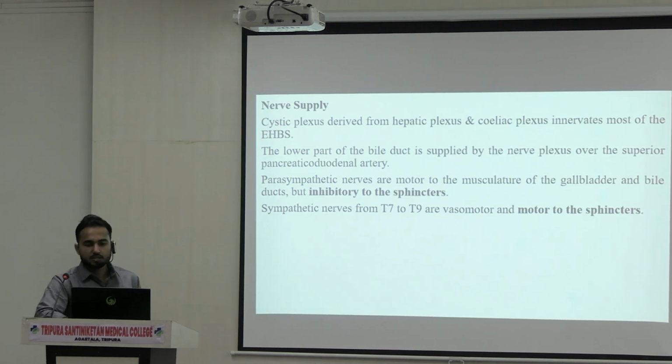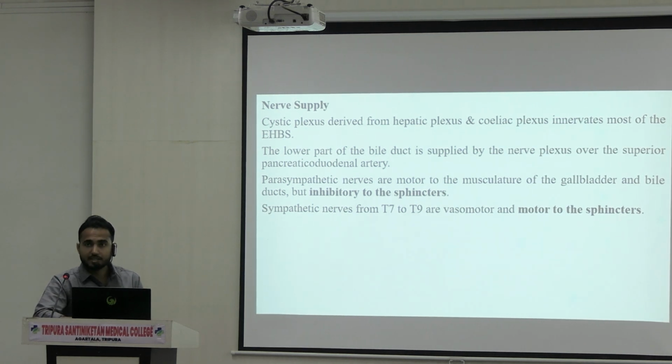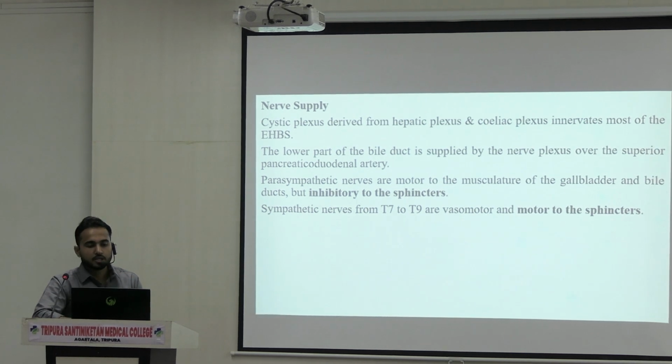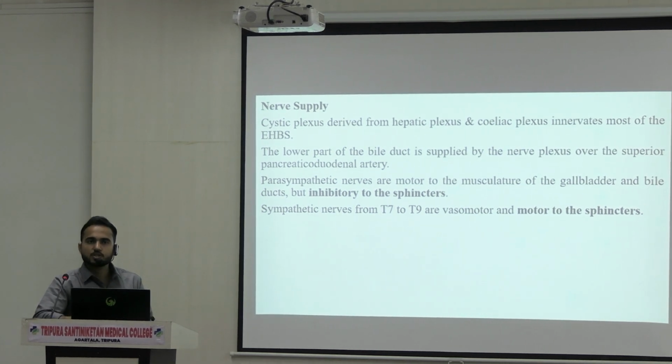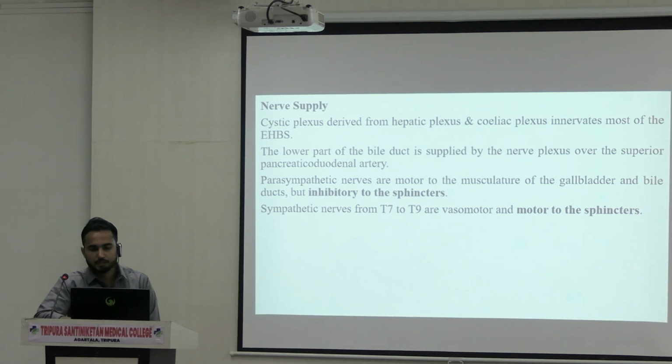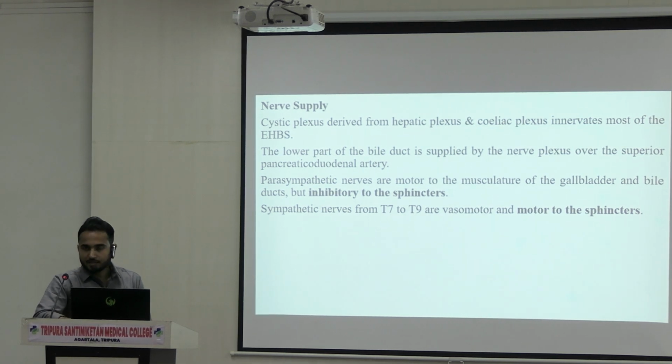In case of nerve supply, the nerve supply is mainly derived from the cystic plexus, and the cystic plexus is derived from the hepatic plexus and the celiac plexus. Now the cystic plexus is a mixed plexus, having both sympathetic and parasympathetic components. The lower part of the bile duct is supplied by the nerve plexus over the superior pancreaticoduodenal artery. The parasympathetic nerves are mainly motor to the musculature of the gallbladder, but they are inhibitory to the sphincters.